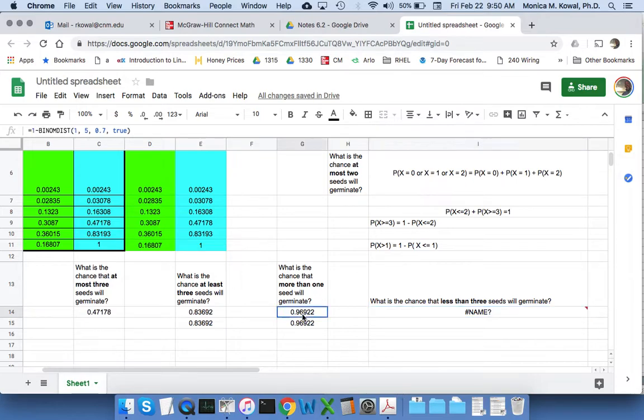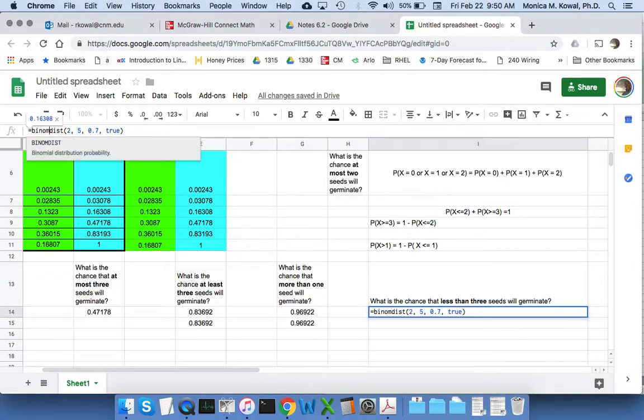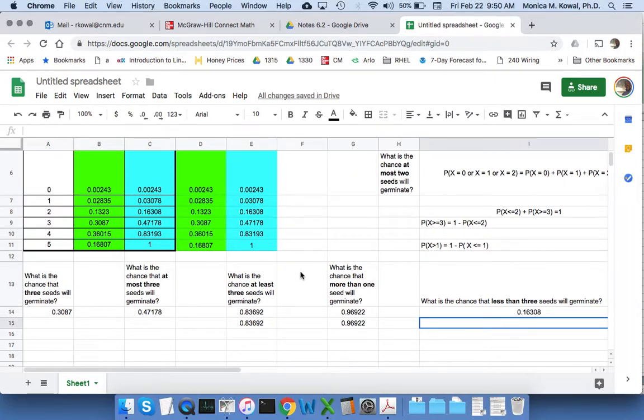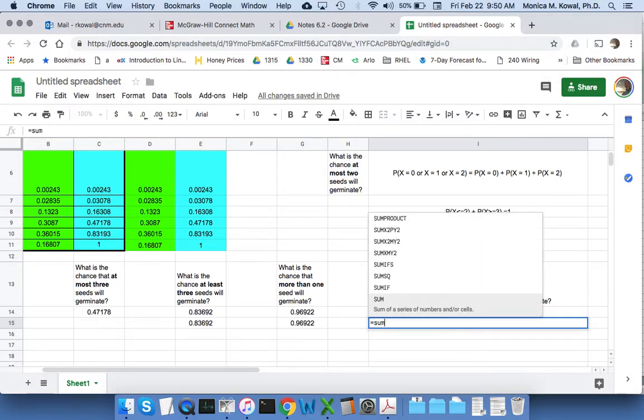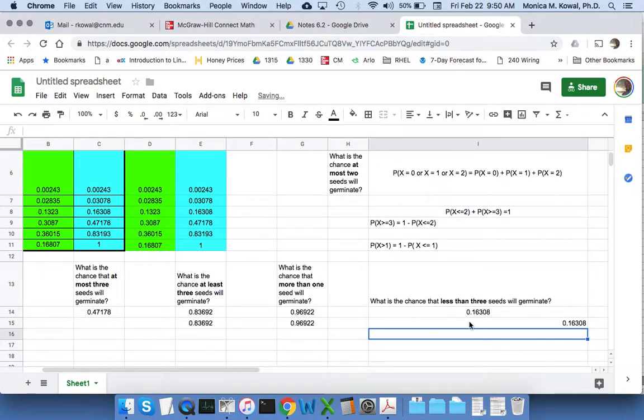Just give me a moment. Binom dist. There we are. So what's the chance that less than 3 seeds will germinate? That's equal to the sum of here, and see that matches.